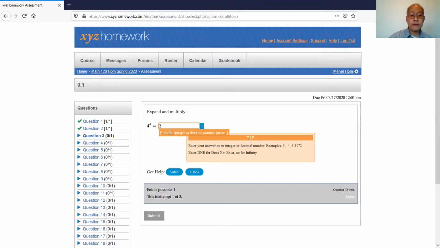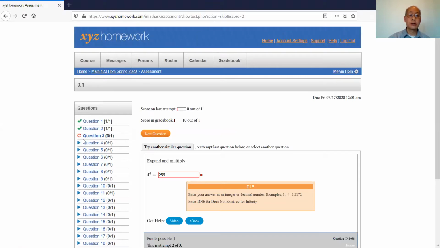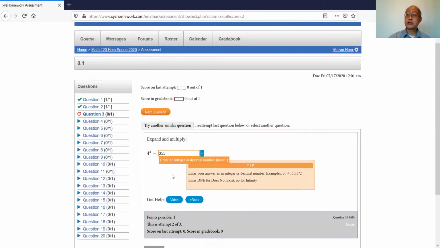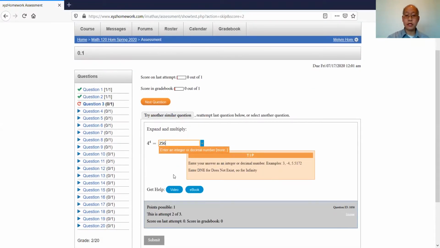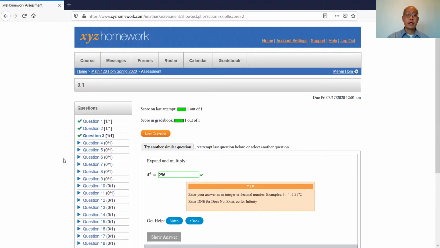Let me just mention quickly for XYZ homework, the nice thing, the way I have it set up, is if you get the answer wrong, let me intentionally type 255, submit, and that's wrong. So you can see it graded me incorrect. These two were correct, but this is not. You can go back and try again, and as long as you eventually get the problem correct, it will mark you as correct. So now I'm going to change it to 256, and it's correct. And notice I still get full credit for it. It doesn't keep the fact that I got it wrong. You could have gotten it wrong twice, 3 times, 4 times, 5 times, as many times as you want. It would still mark it as correct.